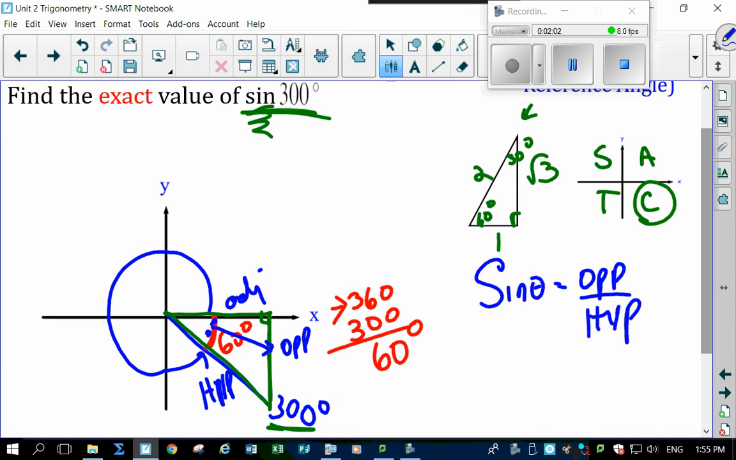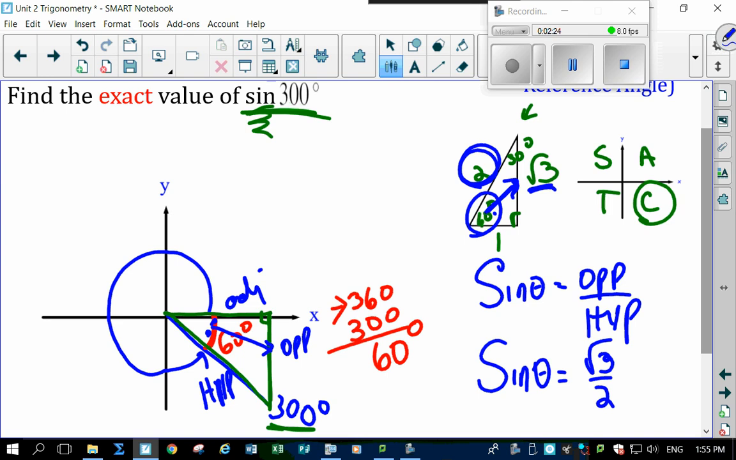Okay, sine of theta then has to be, okay, it's 60 degrees. Sine has to be opposite over hypotenuse. So guess what? Your sine of theta is actually, and in this case, 300 degrees is actually going to be root 3 over 2. Root 3 over 2.